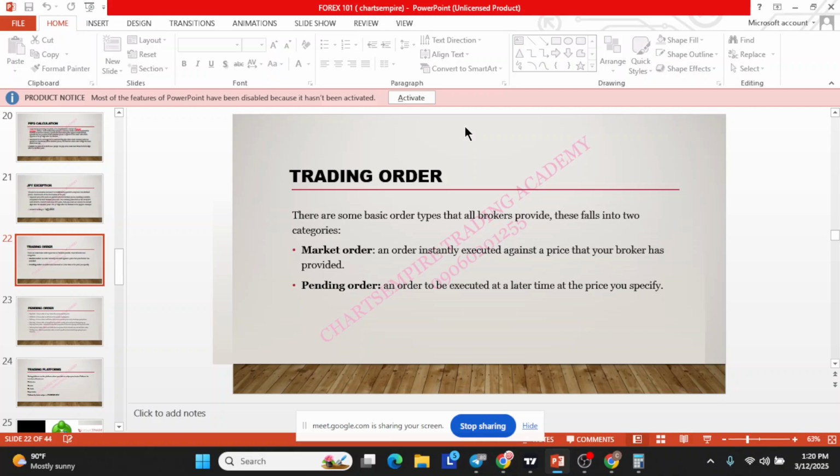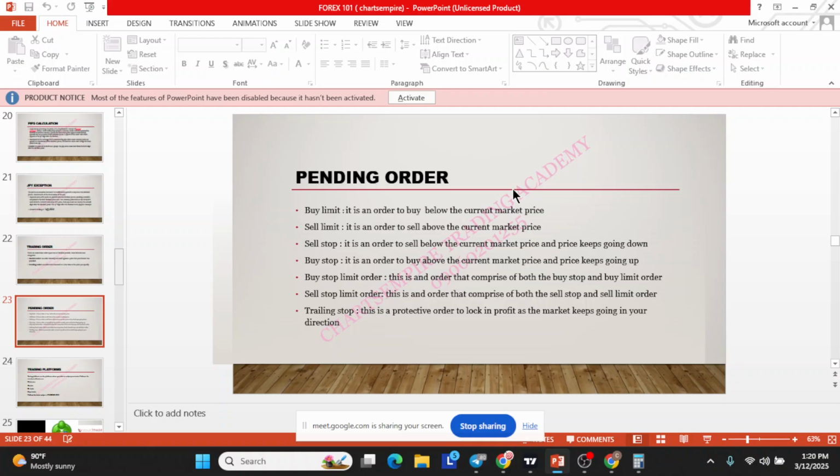So under pending order, we have different categories of trading order. So let's look at them one after the other. We have the buy limit order. Buy limit order is an order to buy below the current market price. Let me just explain all this through. So I will move to the live chart to explain that to you properly.